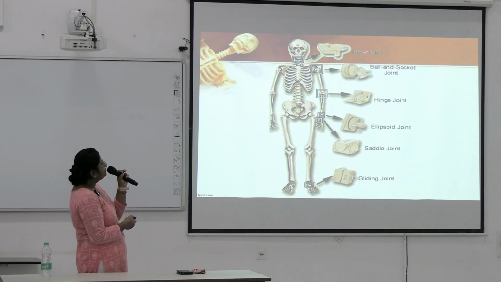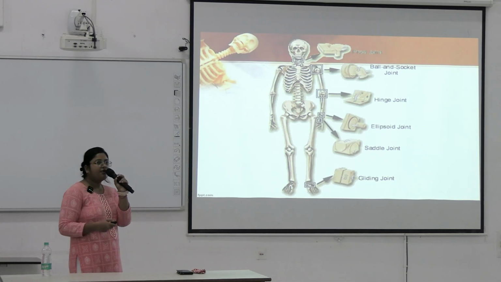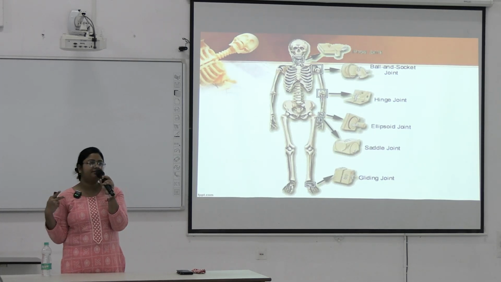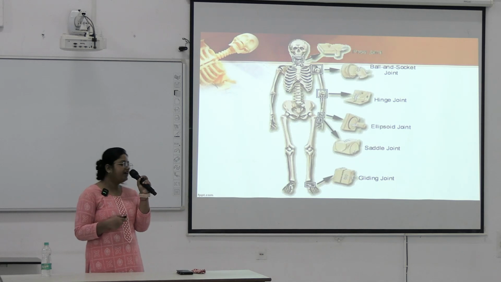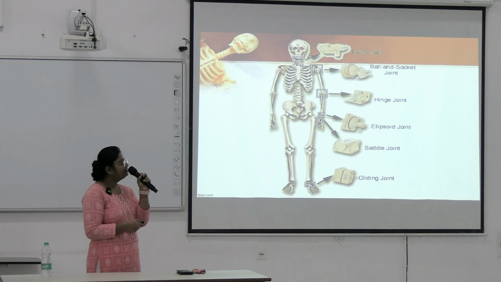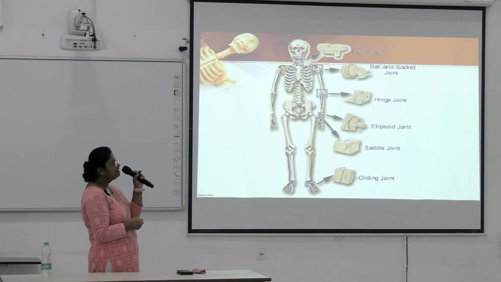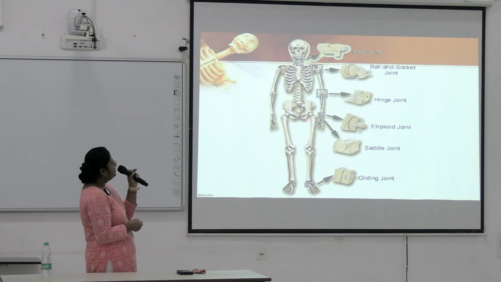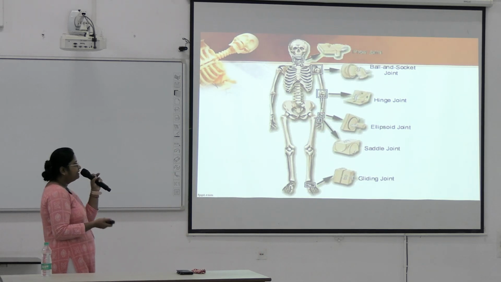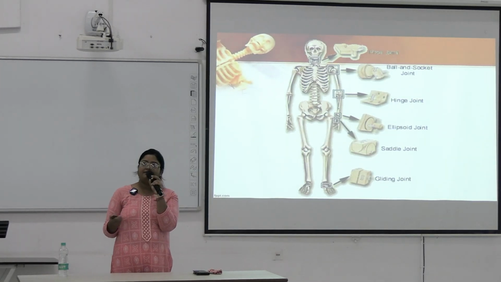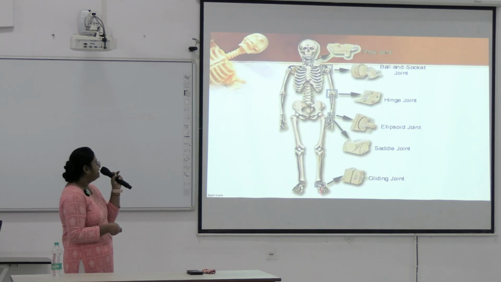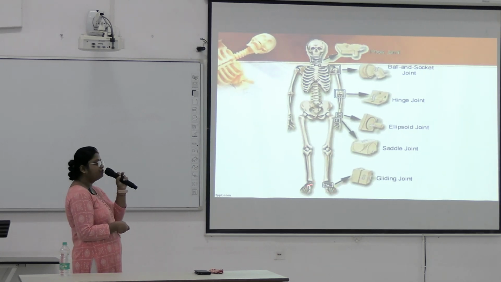See here, pivot joint is present at the atlanto-axial joint, the joint occurring between the first two cervical vertebrae, atlas and the axis. Ball and socket type of joint is present at the shoulder joint. Hinge joint example is the elbow joint. Ellipsoid joint is present at the wrist joint. Saddle type of joint is present at the first carpometacarpal joint between the trapezium and the first metacarpal. And gliding joint is present in the foot region.